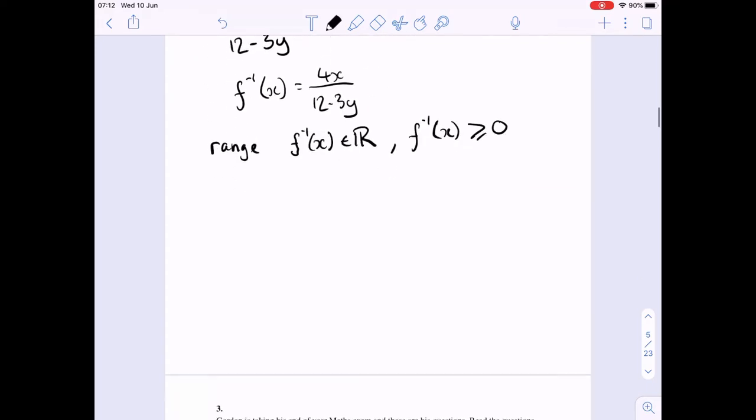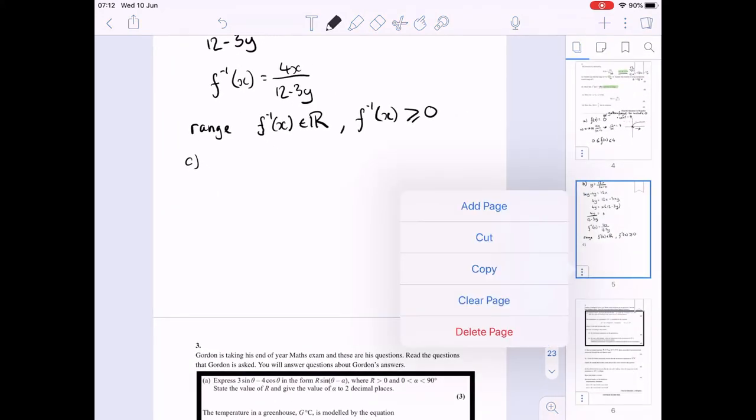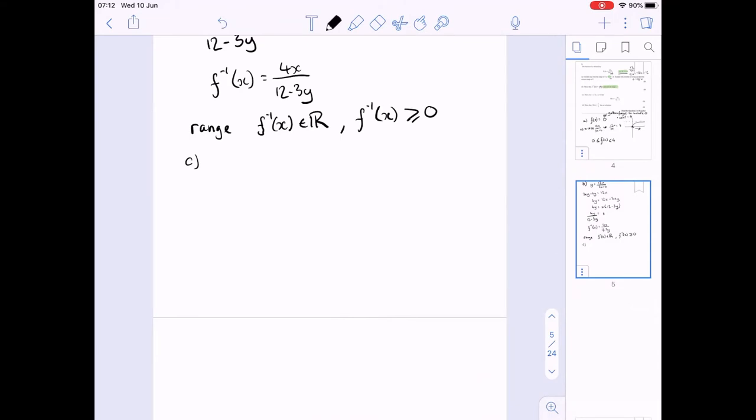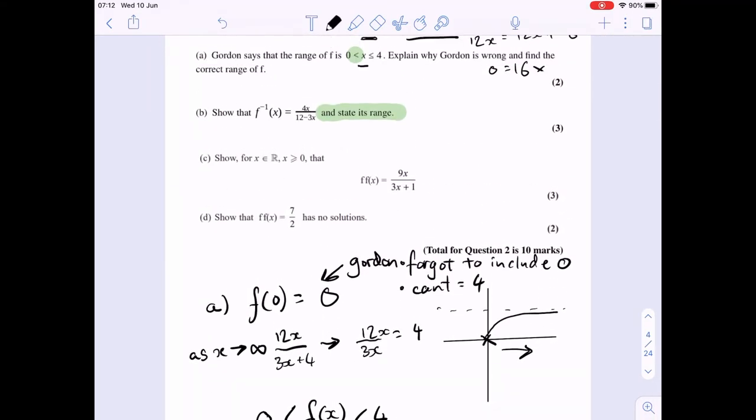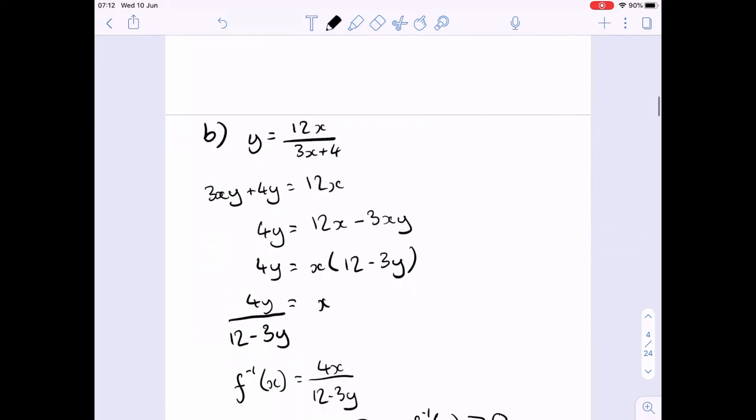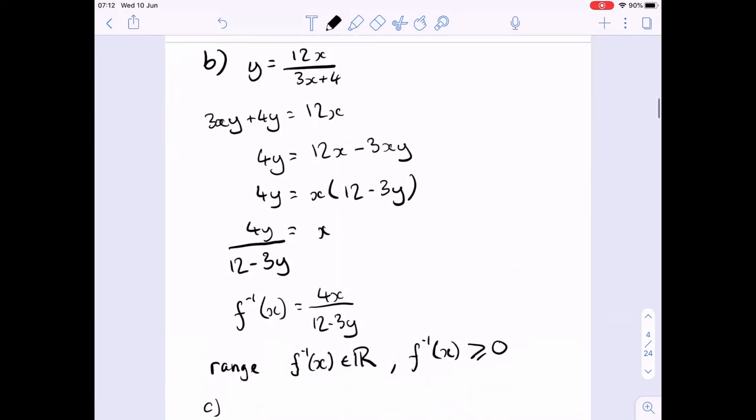Okay, let's have a look at C. I think I might need a bit more paper. Okay, so in C, it's asking us to show for x in the reals and greater than 0, that f of f of x is 9x over 3x plus 1. So again, started well, not finished too well by a few people. Let's have a quick look. So remember, f of x was that 12x over 3x plus 4.